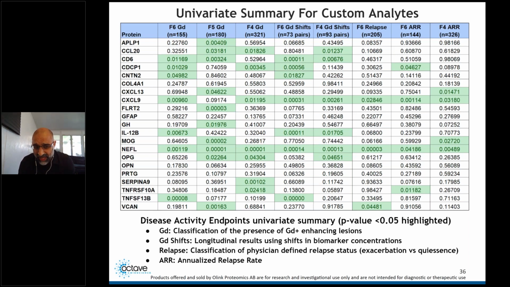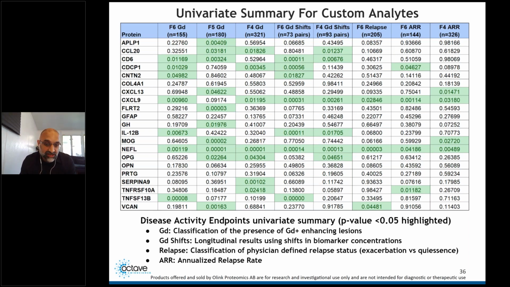So I just want to speak about the endpoints. So GD stands for gadolinium, and this is the classification of the presence or lack thereof of gadolinium enhancing lesions on an MRI that was administered within close proximity to the serum draw.